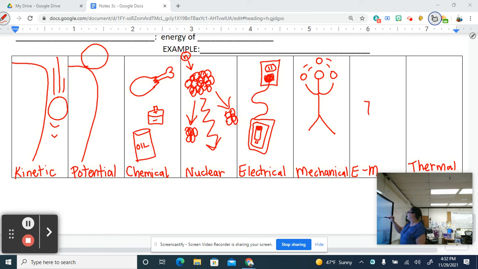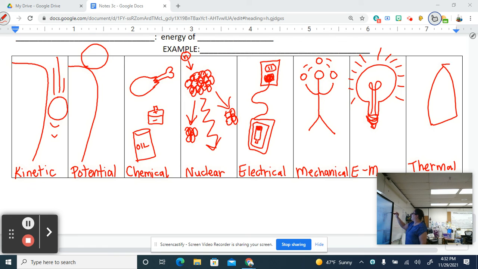Electromagnetic is going to be light energy. I like to draw a light bulb, but you could draw the sun, or anything that gives off light. And then thermal energy, anything that gives off heat. I like drawing an iron because the first time I ever burned myself really badly was on an iron. So it definitely sticks with me that it is hot.